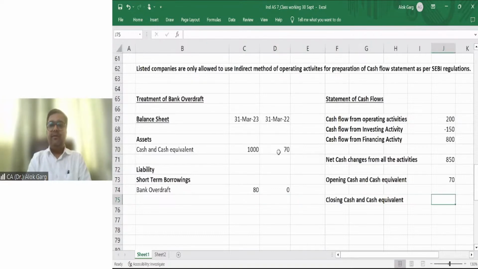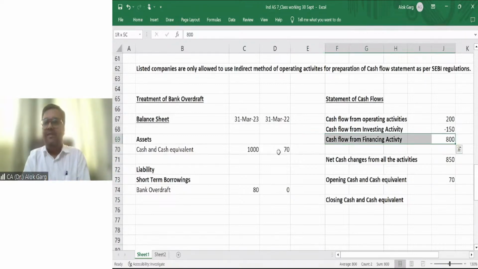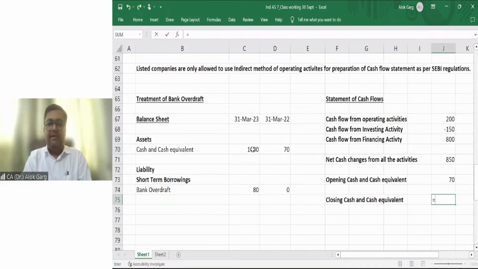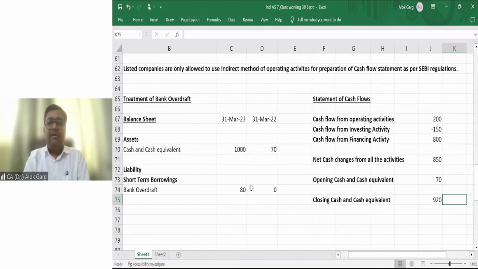So friends, normally in accounting standard, we were adjusting this bank overdraft as a loan from the bank, and that is why it was a part of cash flow from financing activity. But in this case, this bank OD will not be part of your financing activity. Your closing cash and cash equivalent will come out like 1,000 minus 80. So this 850 plus 70 is 920. So this is how it has to be adjusted.